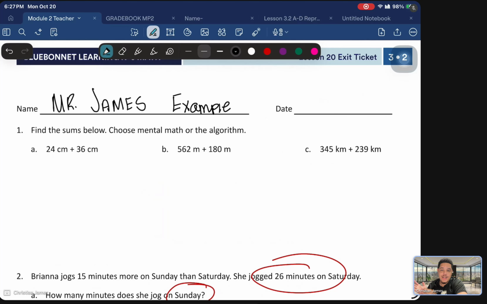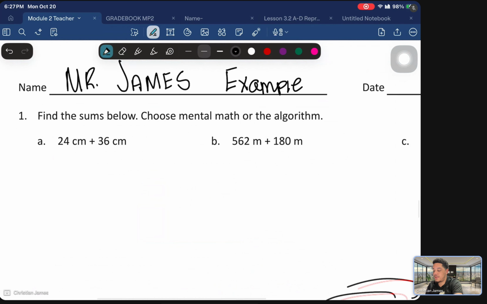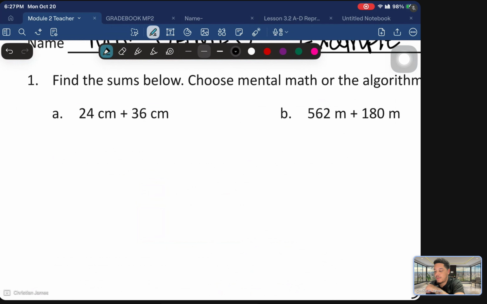So today we're quickly going to briefly go over the strategies that we use to solve these addition problems. The instructions on this problem say choose mental math or the algorithm to solve this problem. My suggestion was, if it's a 2-digit by 2-digit, or digits that are higher than 1 digit, I like to use standard. But let me show you how you would do these problems using the strategies we went over in class.